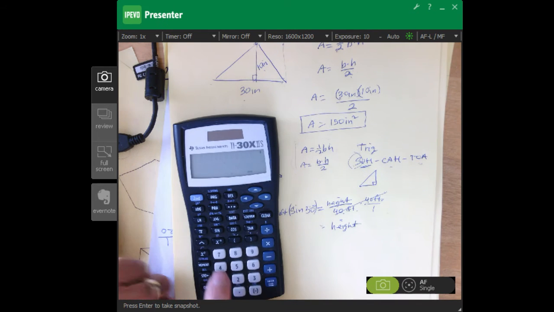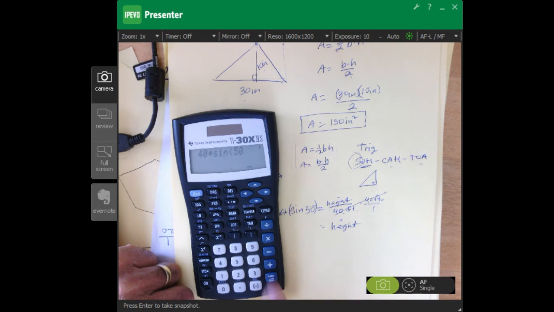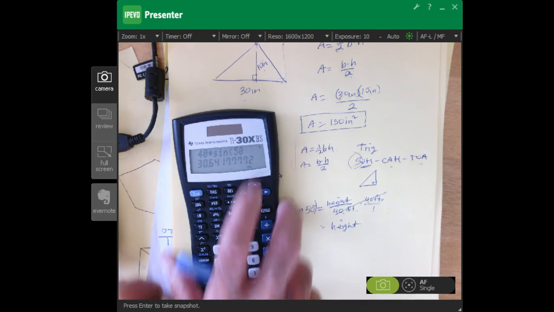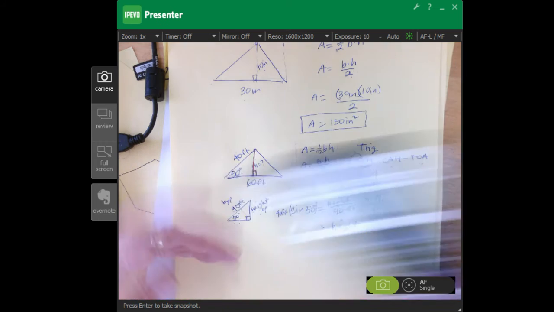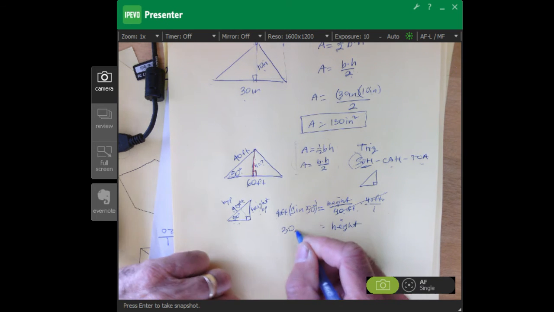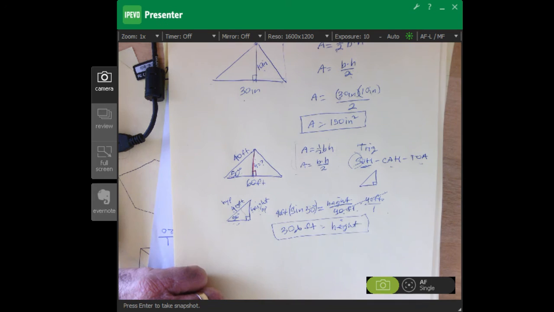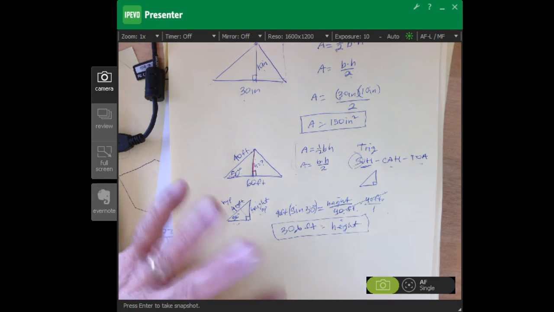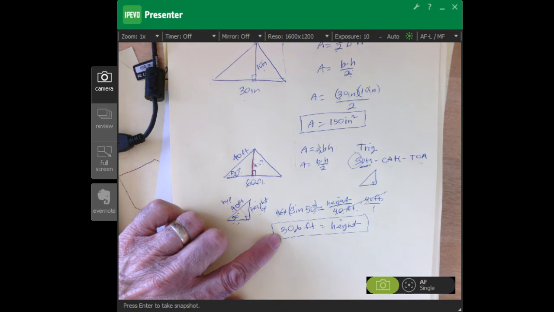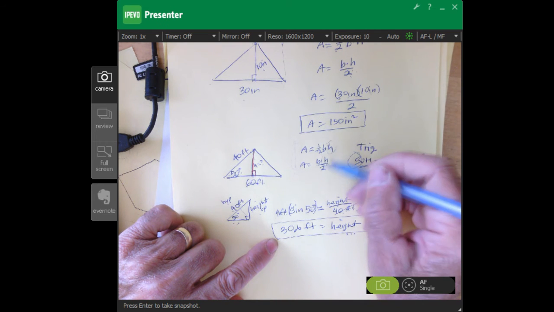And we get 40 times the sine of 50 equals, and that gives us our height of 30.64, which is approximately 30.6 feet. Okay, there we are. So that's our height. Now we've done a little bit of work to get there, but we're not done. But now we have the height, which was our only missing piece up here.